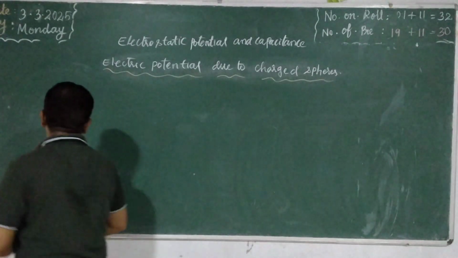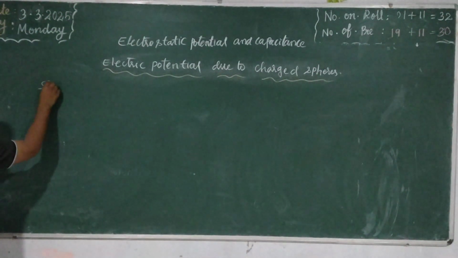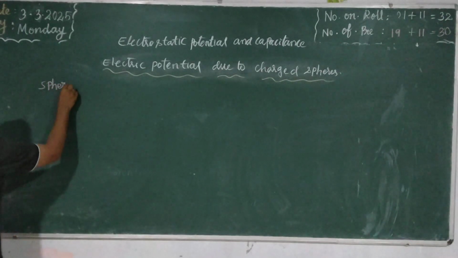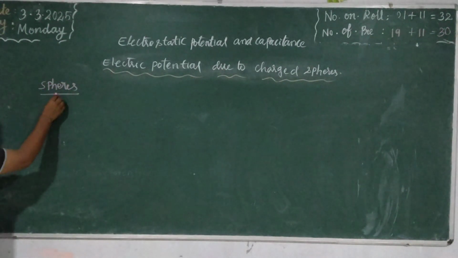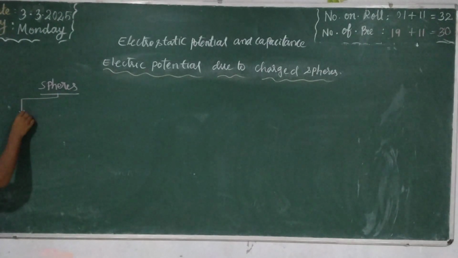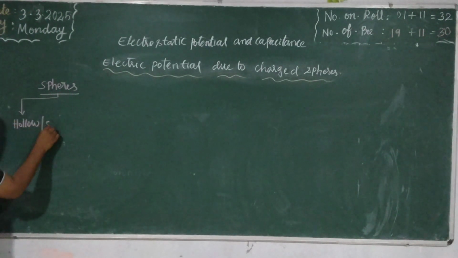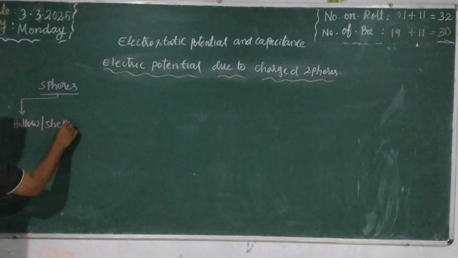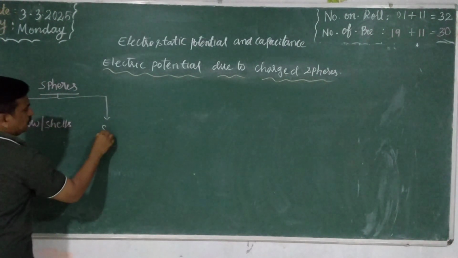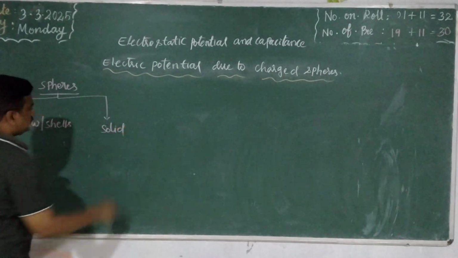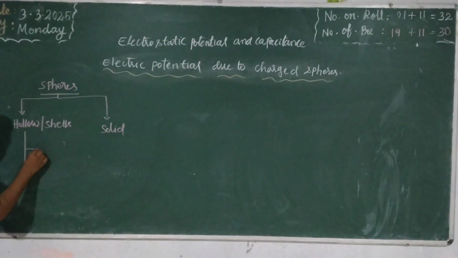Here we have charged spheres. We have two types of spheres. One is hollow spheres, which we call shells. Another one is solid spheres.